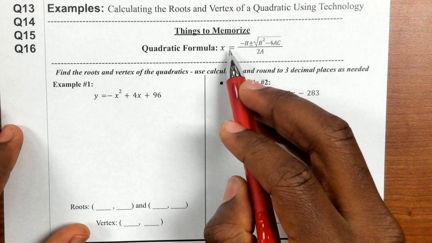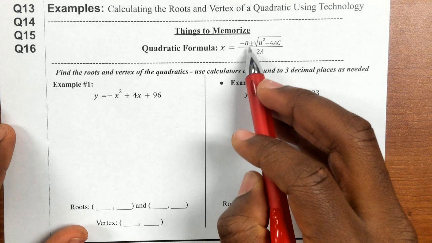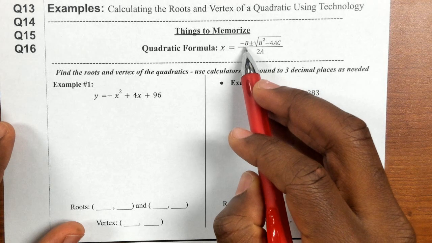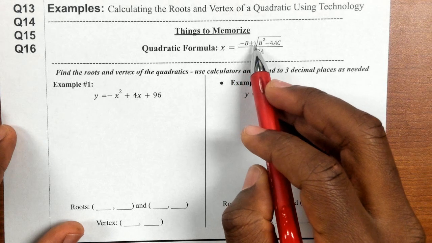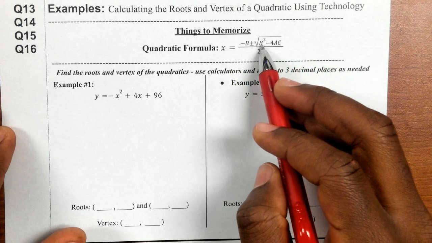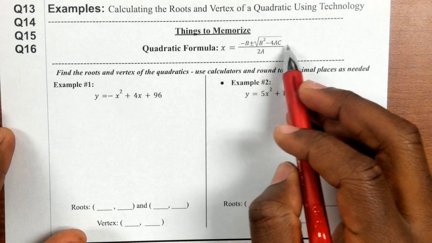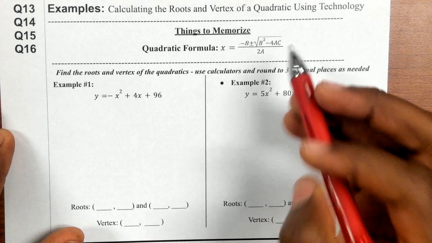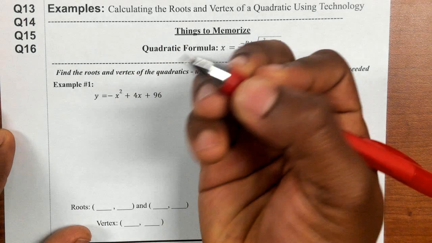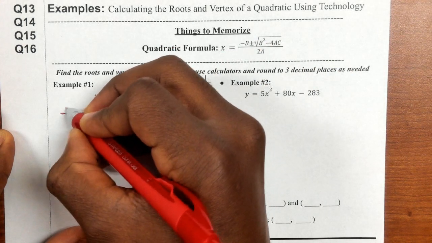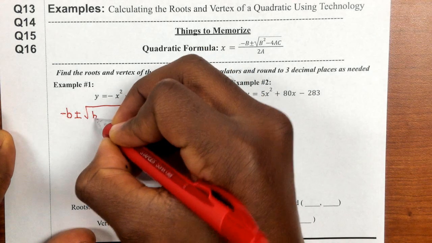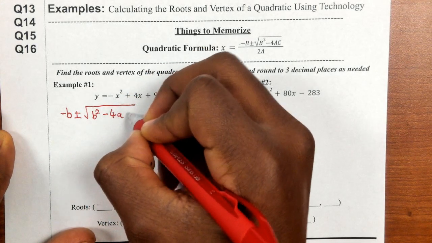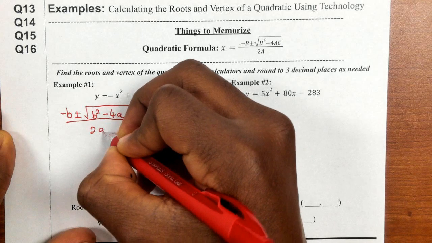That formula is your quadratic formula. To remember it, I normally use a song. The song is negative b plus or minus the square root of b squared minus 4ac all over 2a. Again, we're going to use that formula: negative b plus or minus the square root of b squared minus 4ac all over 2a.